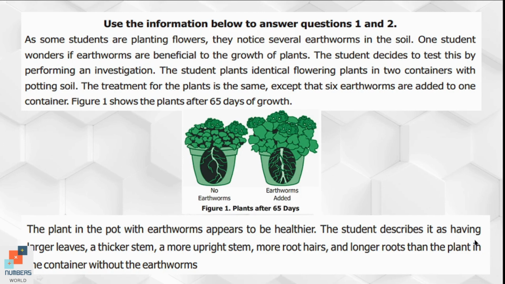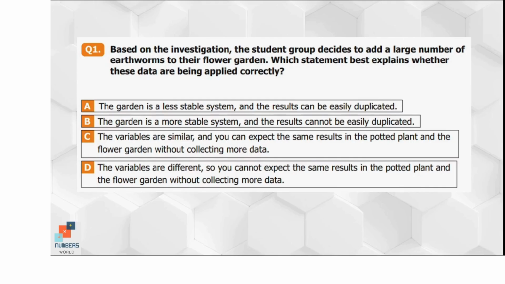The student describes it as having larger leaves, a thicker stem, a more upright stem, more root hairs, and longer roots than the plant in the container without the earthworms. Question number 1. Based on the investigation, the student group decides to add a large number of earthworms to their flower garden. Which statement best explains whether these data are being applied correctly?